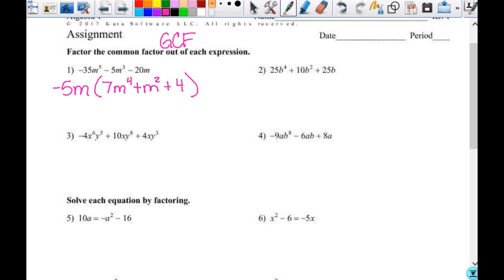Does that make sense? So -5 times 7 is a -35. M times m to the 4th is m to the 5th. So -5m times m squared is a -5m cubed. And then 4 times a -5m gives me the -20m. Does that make sense to you? Easy enough? Okay. So let's look at this one here.